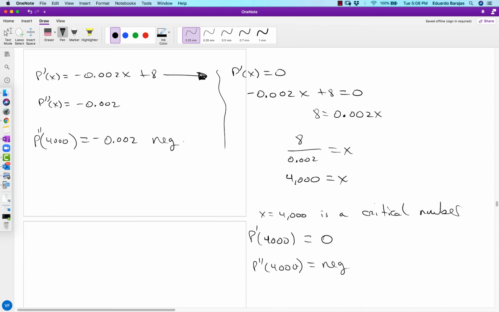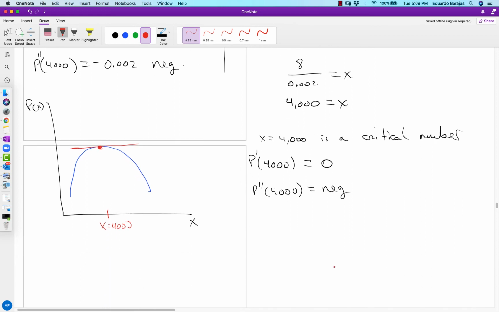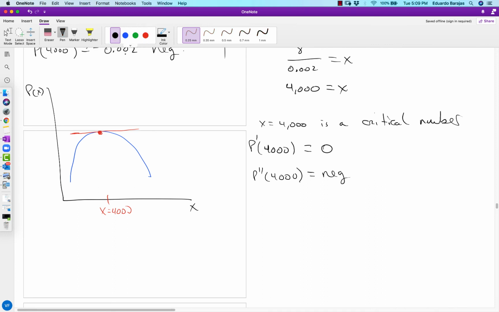The second derivative is negative at that point, which means that the underlying function P of x is going to be concave down. If we have some sort of graph depicting the profit as a function of x, then we know that at x equals 4,000, there will be a local max, because the tangent line is going to be horizontal at that point. The tangent line equals 0, and the function is concave down at that point. Together those two things let me conclude that x equals 4,000 really is a local maximum. Thus, x equals 4,000 is a local max. So demand must be 4,000.